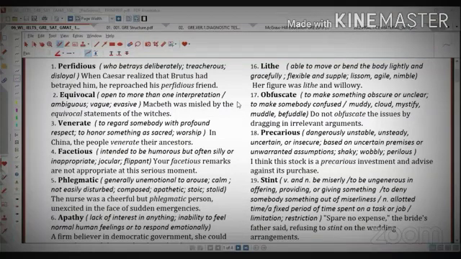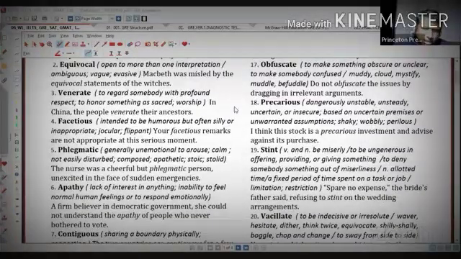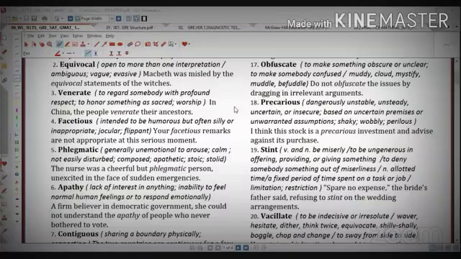The next word is venerate. Venerate means to regard somebody with profound respect, to honor something as sacred, worship. In China, the people venerate their ancestors. Facetious remark: funny or humorous, intended to be humorous but often silly or inept, jocular, flippant. Your facetious remarks are not appropriate at this series.